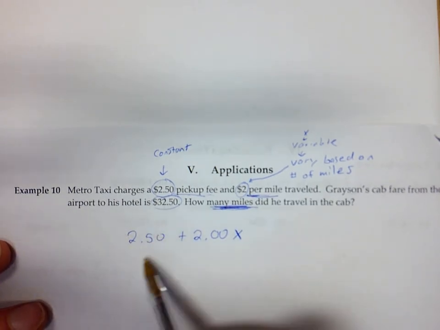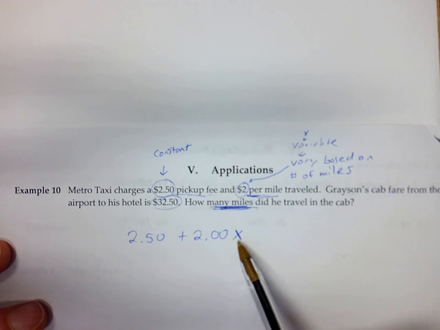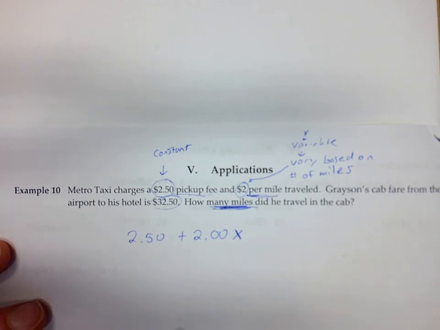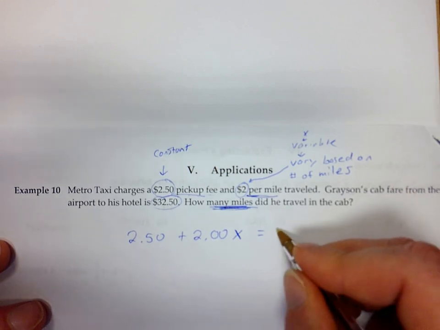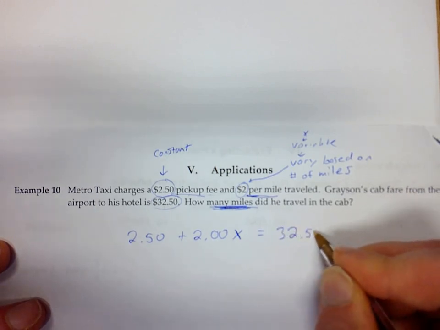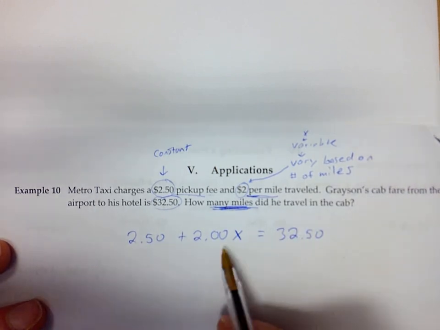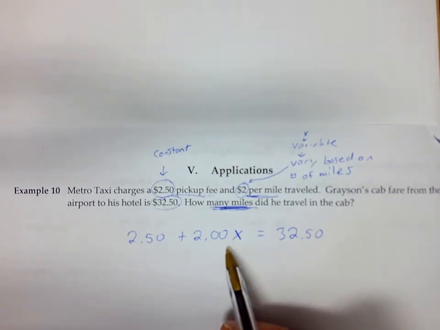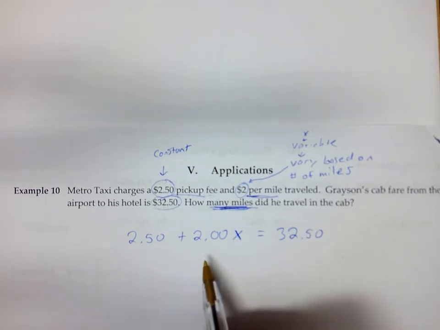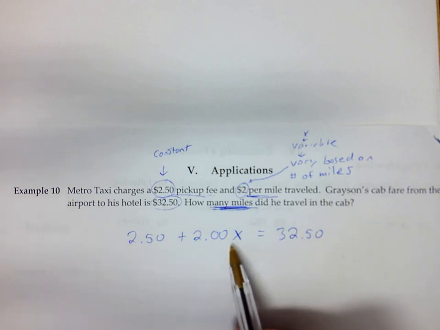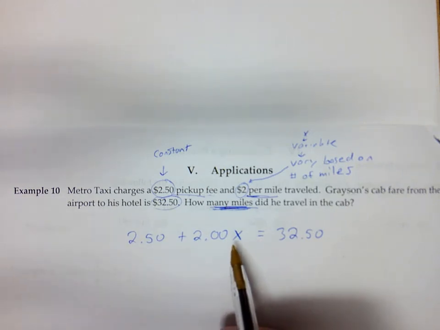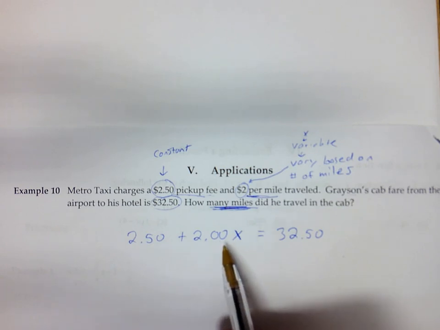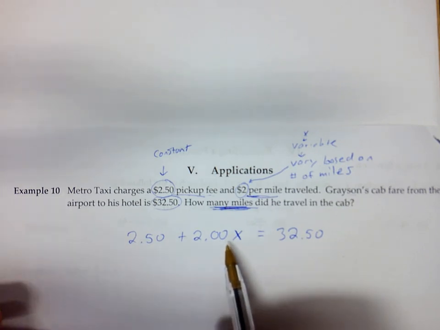So once we take this flat rate and add it to his $2 per mile, where x is the number of miles, that should give us his total fare, $32.50. So if he goes 1 mile, we have 2 times 1, he's going to get an additional $2. If he goes 2 miles, that's 2 times 2, to give us $4 extra. If he goes 3 miles, that's 2 times 3, that would be an additional $6, etc.